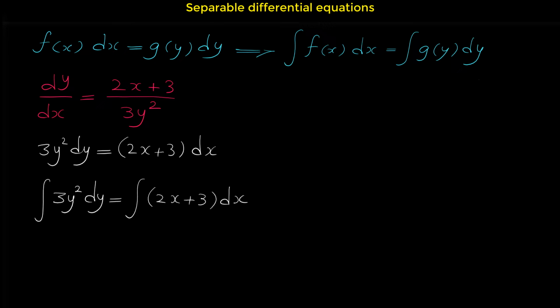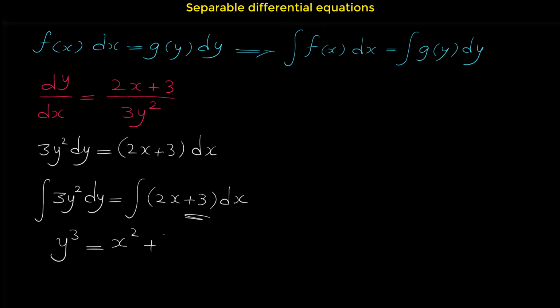Integral of 3y squared is 3 times y to the power of 3 over 3. Based on the power rule, integral of y squared is y cubed over 3. If we cancel this 3 from the bottom with this 3 from the top, the integral of 3y squared is y cubed. Integral of 2x is 2 times x squared over 2, which if we simplify it, is x squared.